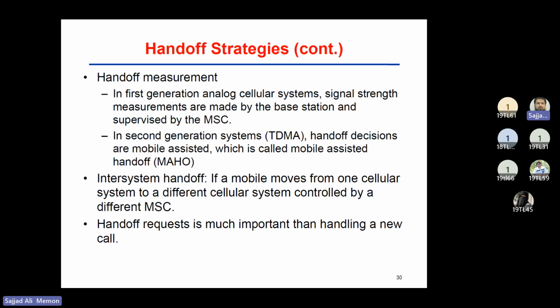Like in big cities, we have 3G. As we move away from the metropolitan cities towards the rural areas where 3G may not be available, we may have 2G. So there you might need this inter-system handoff. So handoff request is much more important than handling a new call.